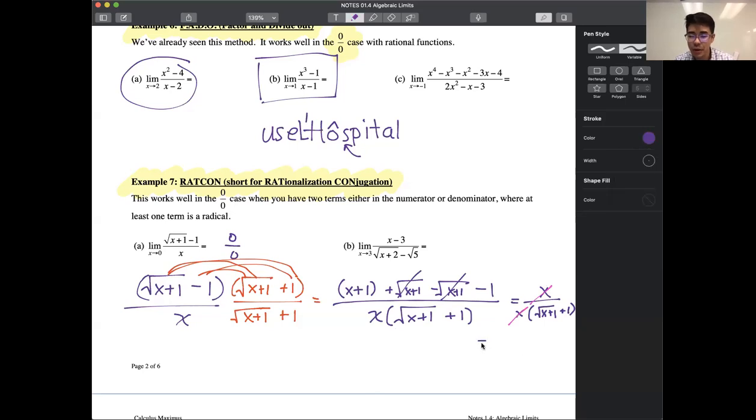So then you get what? 1 over radical x plus 1 plus 1. And now we can evaluate the limit as x approaches 0. And when we do that, what is that? 1 over 1 plus 1, 1/2. Most complicated way of getting 1/2 ever. Cool. So that is a trickier example that you might have to do. You can always use L'Hôpital's if you want to.